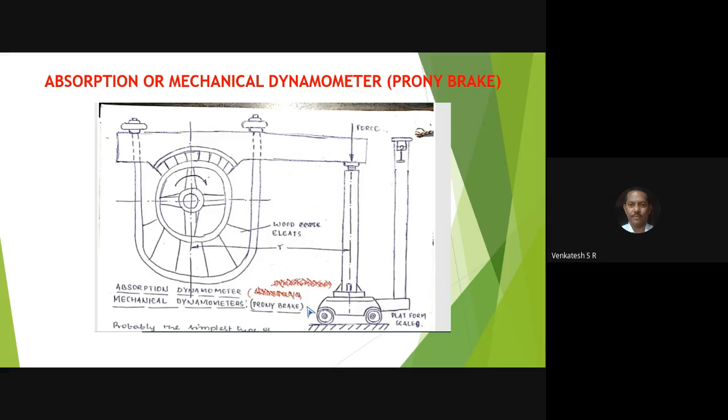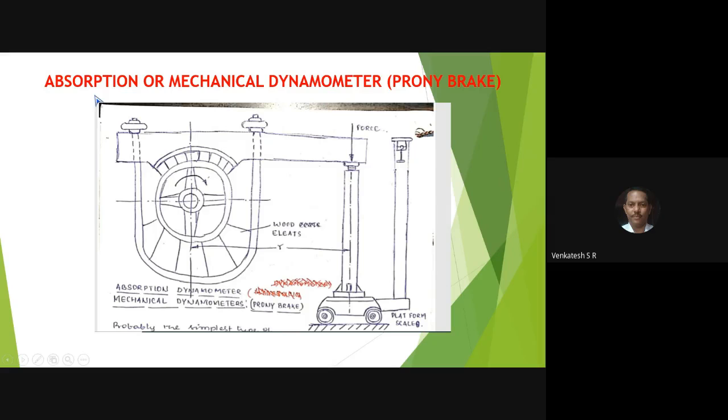In the same way, instead of using composite material brake pads, here they use wooden pieces or wooden eyelets, which press the shaft and bring the engine or the motor to the standstill condition. From this, you can measure the torque. See, all of you observe here. This is the Prony or mechanical dynamometer or absorption dynamometer.